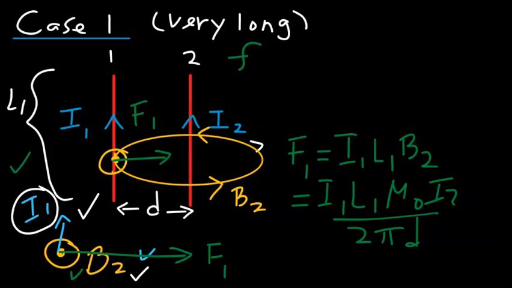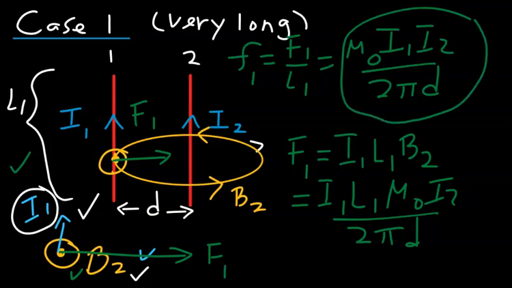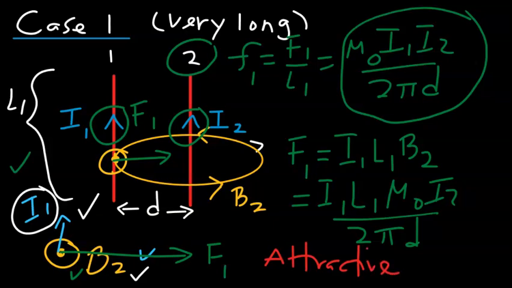Since we'll be interested in the force per unit length on conductor 1, let's call it little f1, which is defined as capital F1 over L1. The expression for it is mu naught I1 I2 over 2 pi d, the same as the force per unit length on conductor 2. And the direction of F1 now is towards conductor 2. You see clearly that the two wires attract each other when the currents within them are parallel to each other. So the force is attractive in nature.